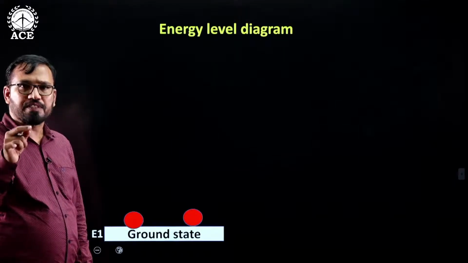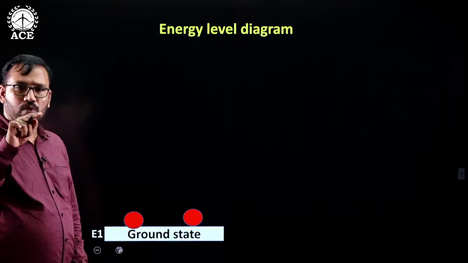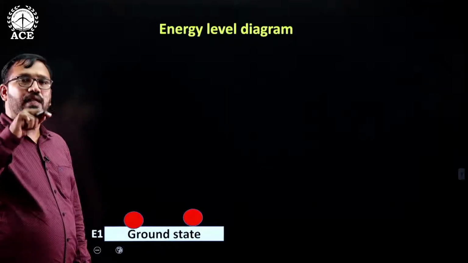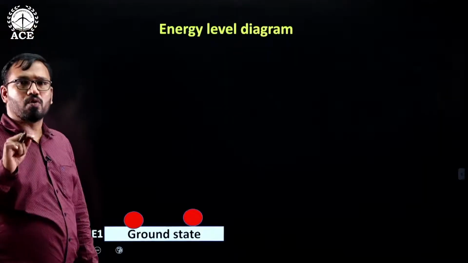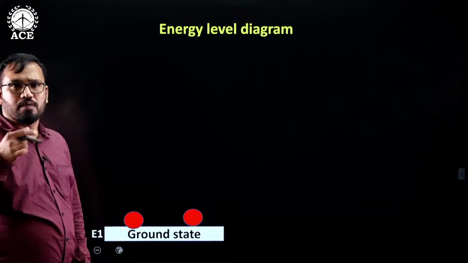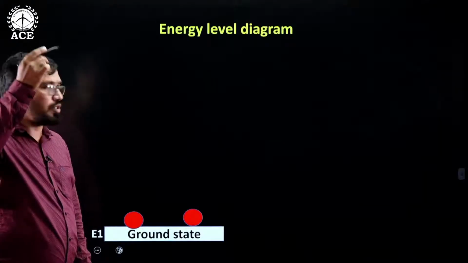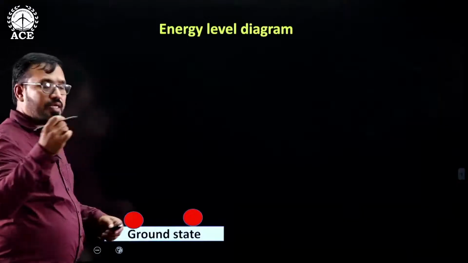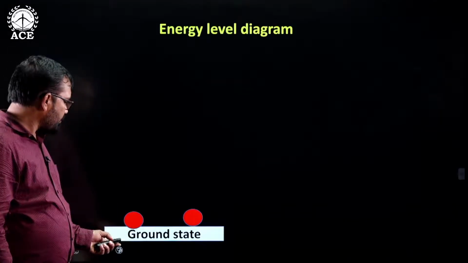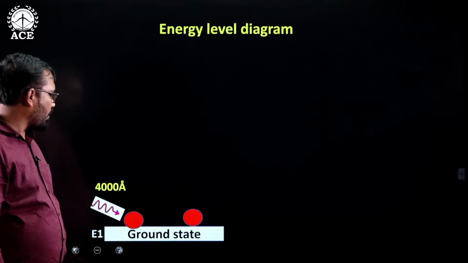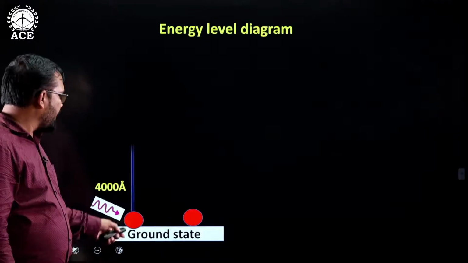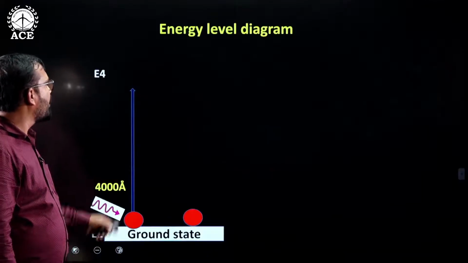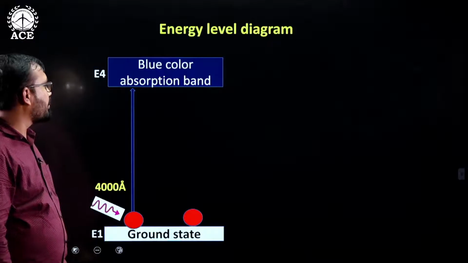The chromium ion which absorbs the blue color will be excited to a higher energy level. And next, see here. This is the photon of this wavelength which falls on it. It is excited and enters the E4 level, that is the blue color absorption band.